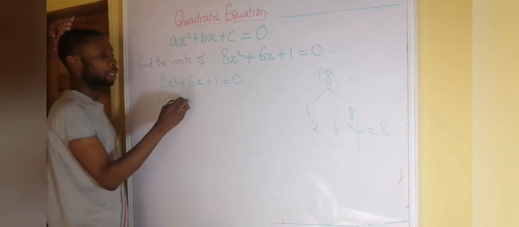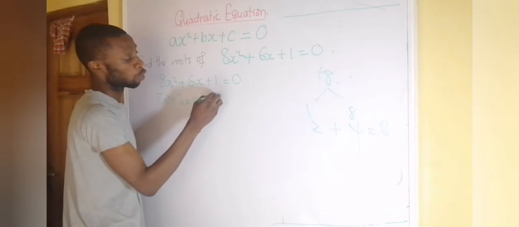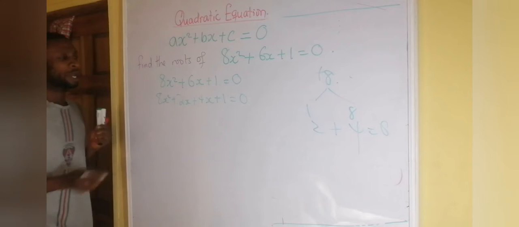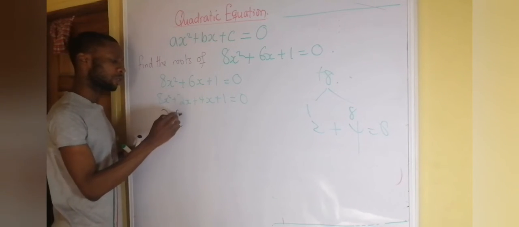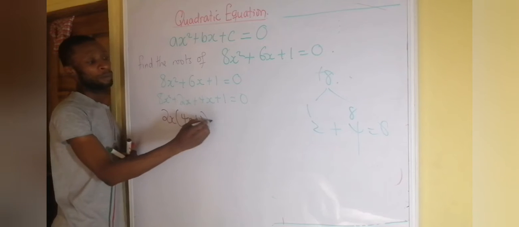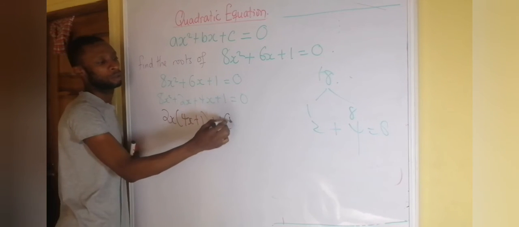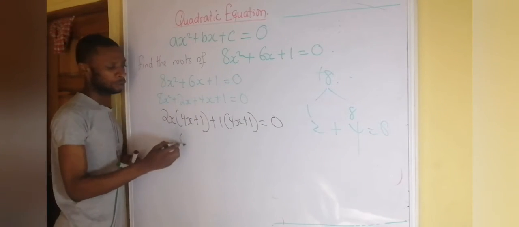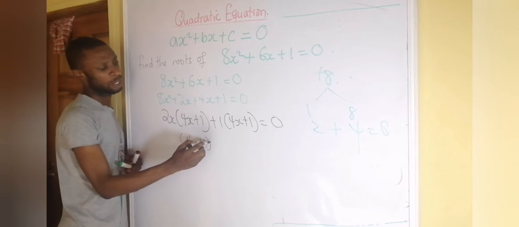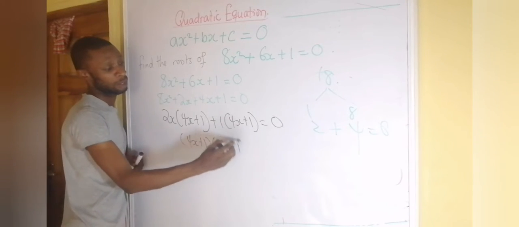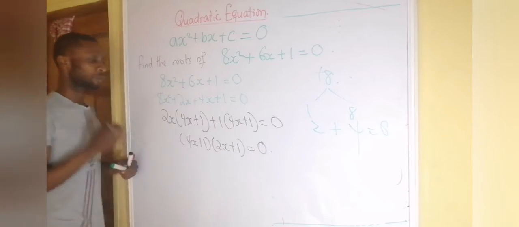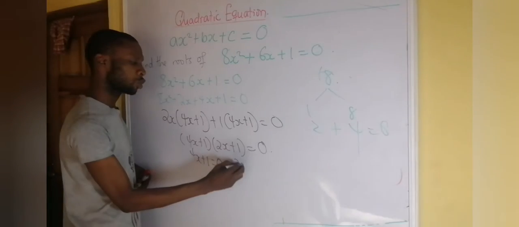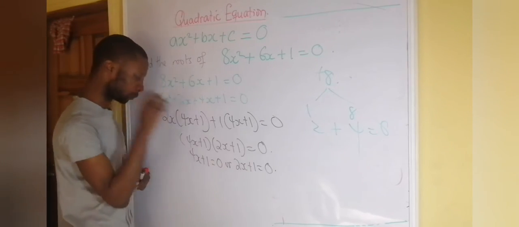So this is 2x plus 4x plus 1 equals 0. Now 2x is common; we have 4x plus 1, plus what's common? Just 1, 4x plus 1. 4x plus 1 is common, and 2x plus 1 equals 0. So we have 4x plus 1 equals 0, or 2x plus 1 equals 0.